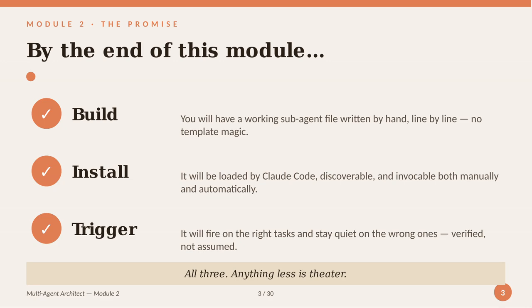Trigger. And here's where most tutorials stop and most people fail. The agent has to actually fire on the right tasks and stay quiet on the wrong ones. We'll prove it with a transcript, not a vibe check. All 3. Anything less is theater. You can have a beautifully written system prompt sitting in a folder doing nothing. You can have an installed agent that the router never picks. You can have an agent that fires constantly on tasks you didn't intend. None of those are shipping. All 3 together is shipping.